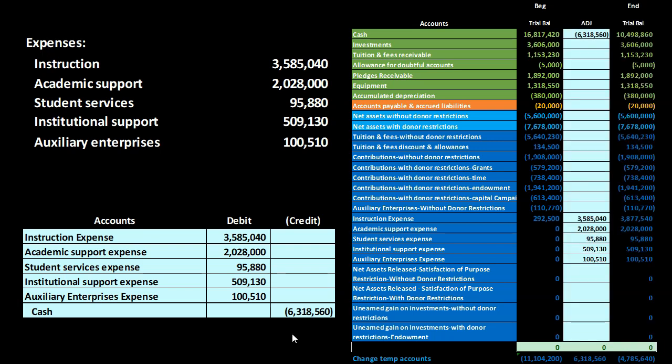Posting this out, it would look like this. We're going to have the instruction expense. That's going to be increasing the instruction expense in the debit direction. So the expense goes up, bringing what would be a net income type number down. We're going to do the same thing for the academic support. Academic support going up in the debit direction. We have the student service expense going up in the debit direction. We have the institutional support expense going up in the debit direction. We have the auxiliary expenses going up in the debit direction.